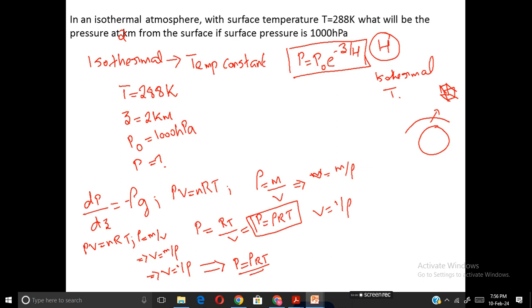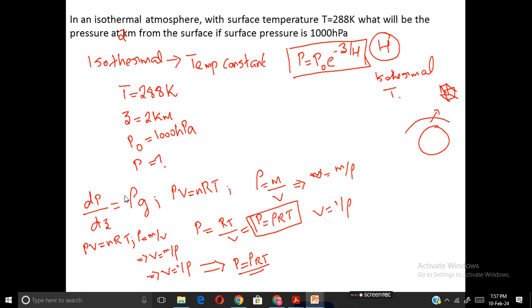But instead, they have given 2 or 3 assumptions, such as the atmosphere is isothermal. That is, we are assuming the temperature of the atmosphere is not changing, and they have given the surface temperature, which is 288 Kelvin. So we have T basically. The value of T was given. So now we have to find the value of P at a height of Z.